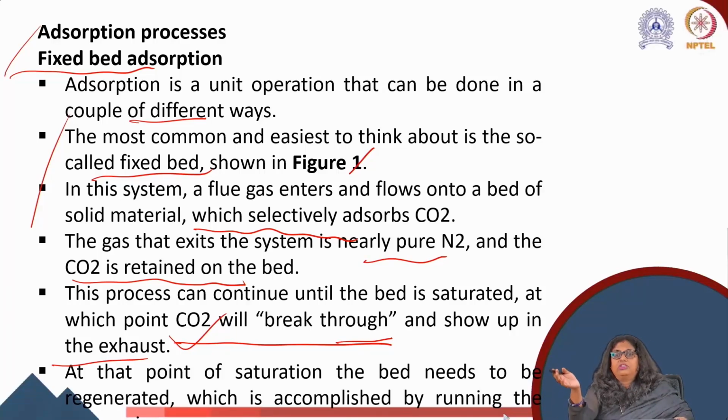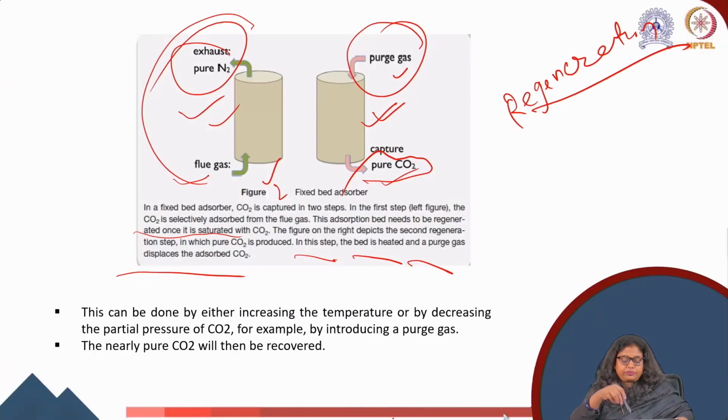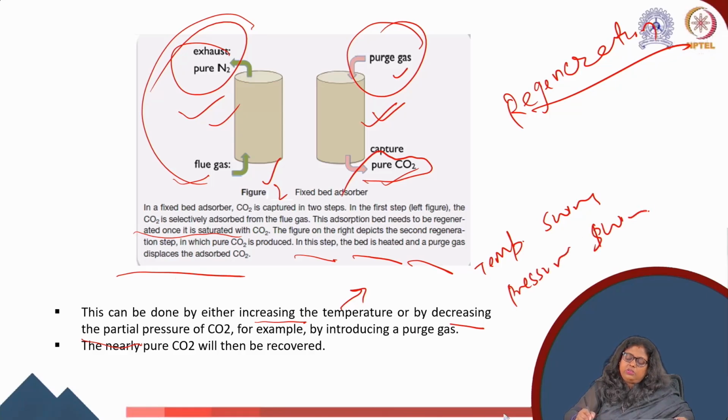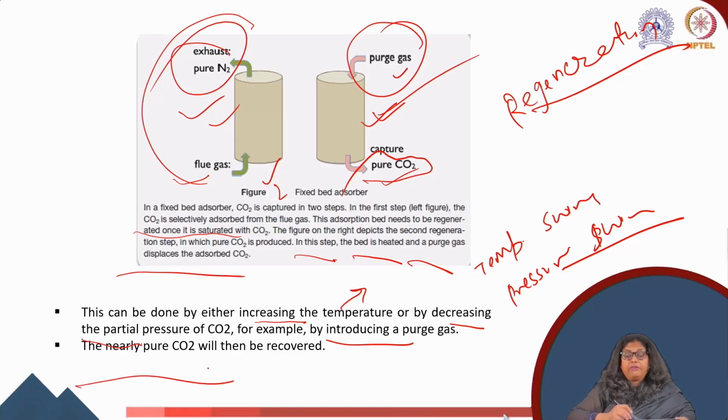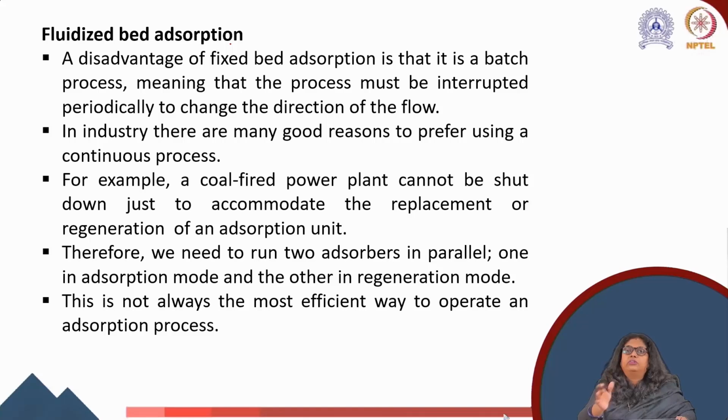At that point of saturation, the bed needs to be regenerated, which is accomplished either by increasing the temperature or by decreasing the partial pressure. If we are increasing the temperature, we call the unit a temperature swing. If we are decreasing the pressure, we are talking about a pressure swing. Also, by introducing a purge gas, we are able to do this desorption, and finally we are able to recover nearly pure CO2. So this is the operation for the fixed bed.